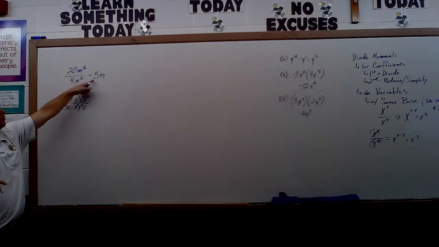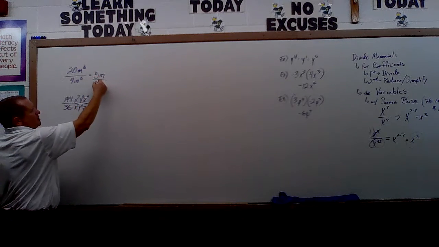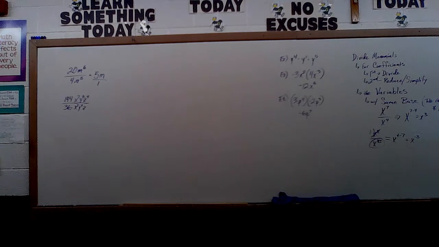Again, 20 divided by 4 is my 5. M to the 6 is bigger, so it's going to be on the top. If you want to write it like that, you can always have that 1 on the bottom, but you don't need it. Okay? How about the next one?